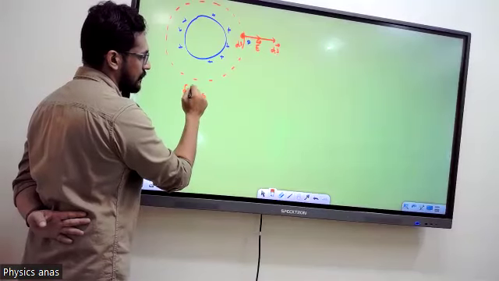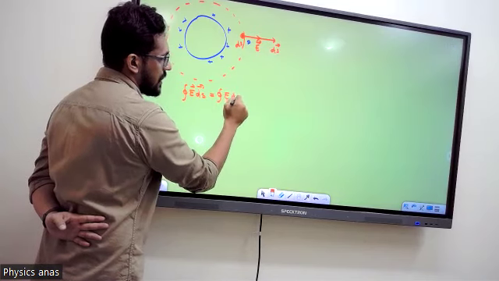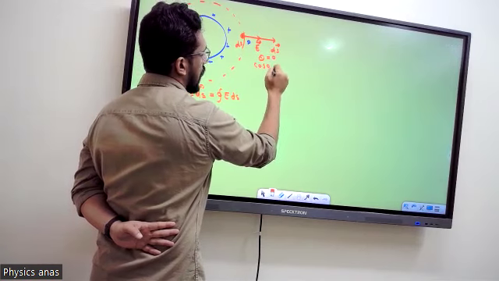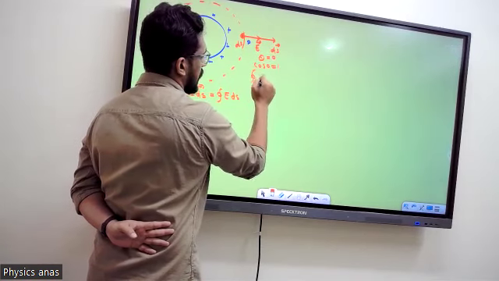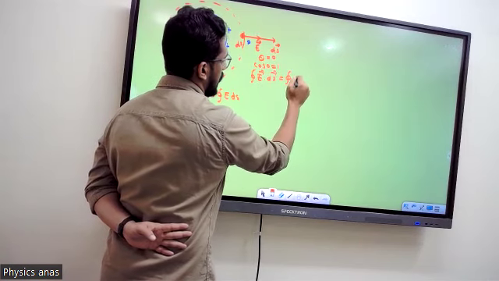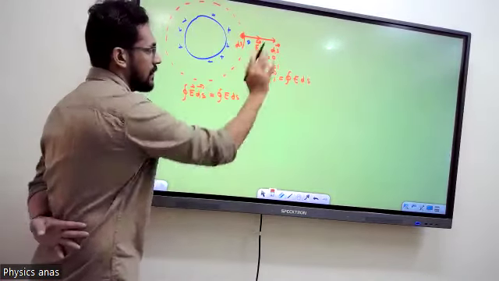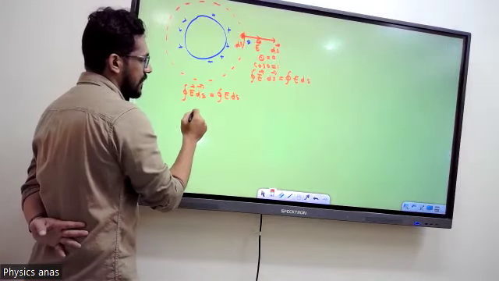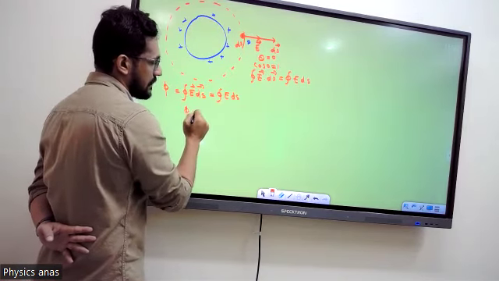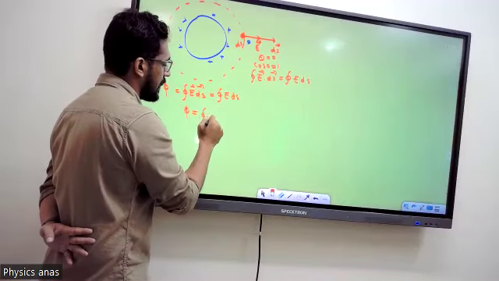Integral E dot ds will be equal to what? That will be integral E ds cos theta. Theta is 0 here, cos 0 is 1. So that will be integral E ds. And this is phi. So phi is equal to integral E ds.